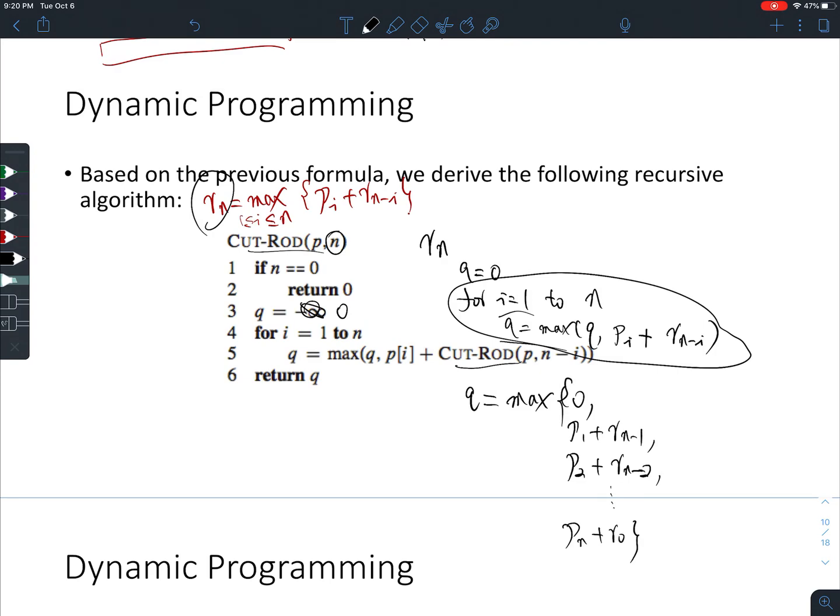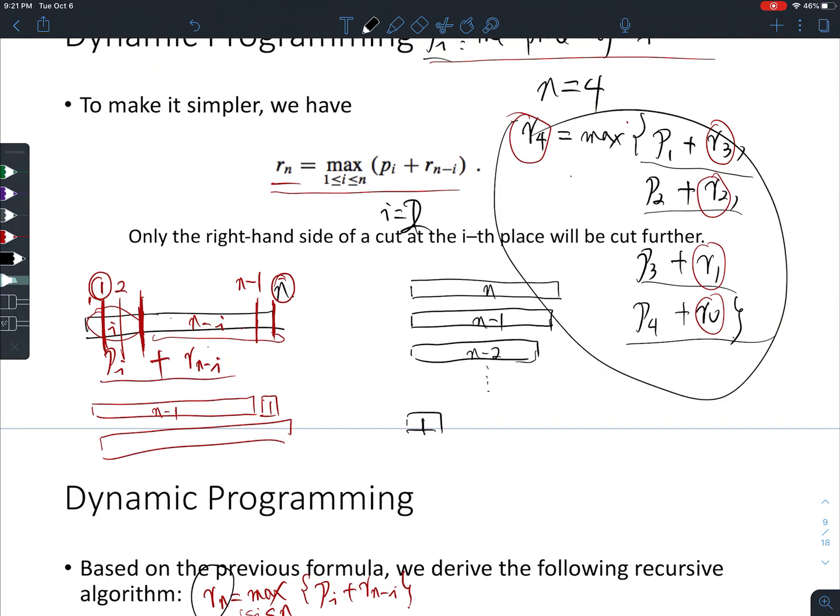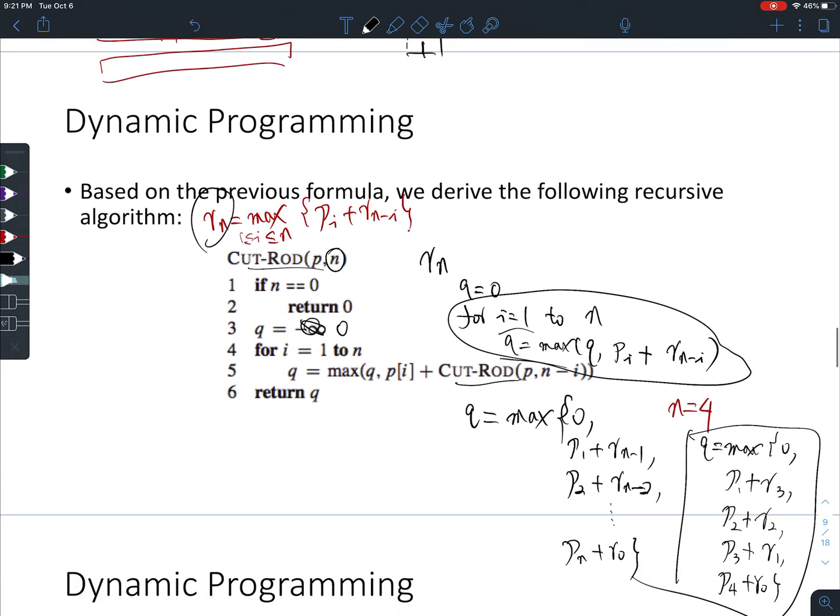Basically we're trying to figure out the maximum value. So finally Q is going to be the maximum value between 0 and P1 plus Rn minus 1, P2 plus Rn minus 2, etc. If we use an example where n equals 4, then Q is the max between 0 and P1 plus R3, P2 plus R2, P3 plus R1, and P4 plus R0, which is 0. If you look at this part and this part, do you see anything similar? Here we just add 0 to it, but since we can definitely make some money from a rod which has a positive length, it's free for us to remove that 0.